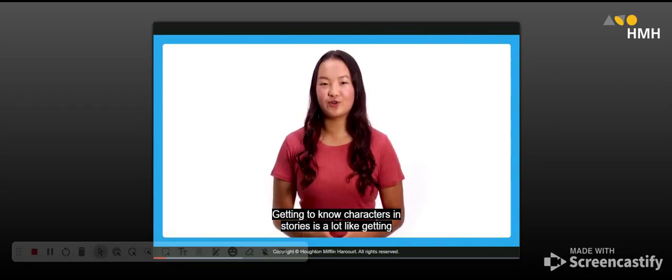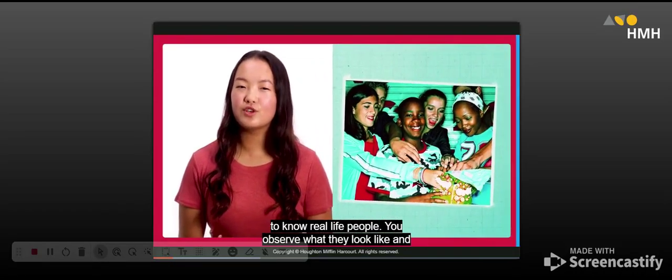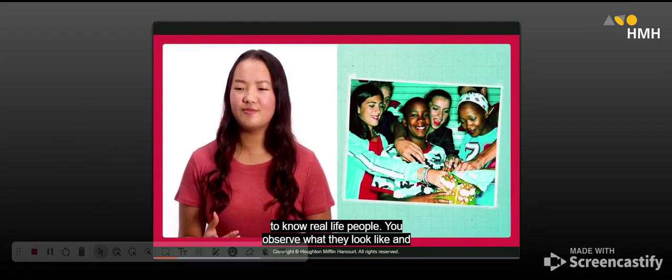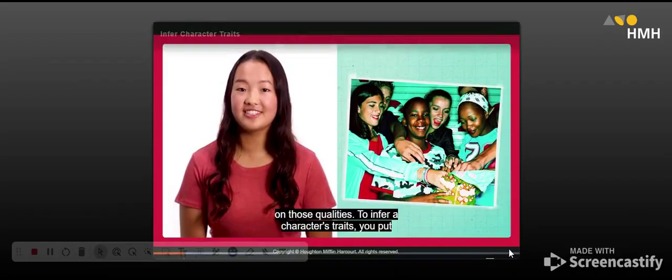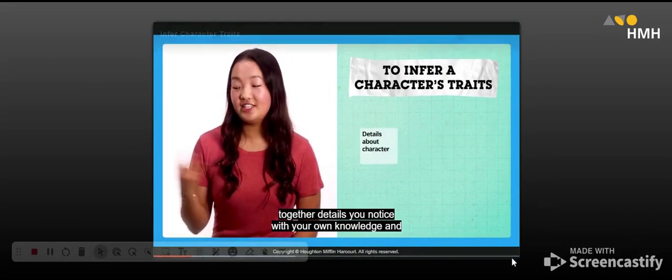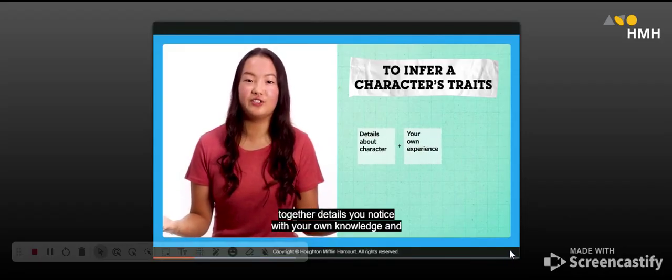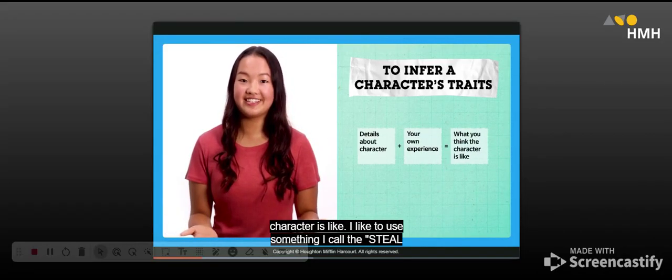Getting to know characters in stories is a lot like getting to know real-life people. You observe what they look like, and notice what they say and do, and you base your impressions on those qualities. To infer a character's traits, you put together details you notice with your own knowledge and experience to make educated guesses about what the character is like.